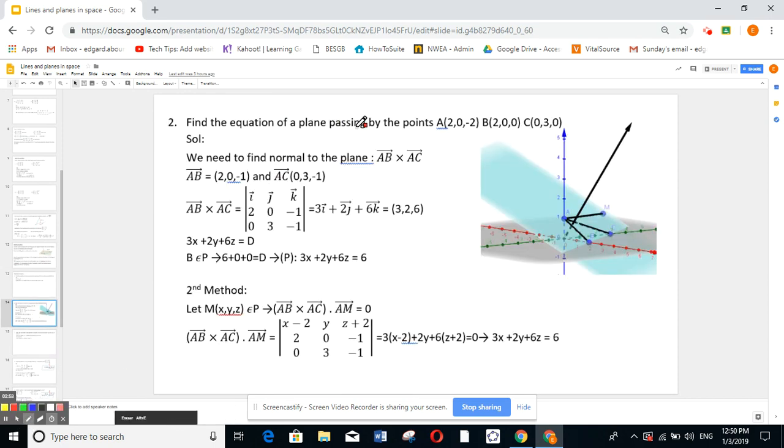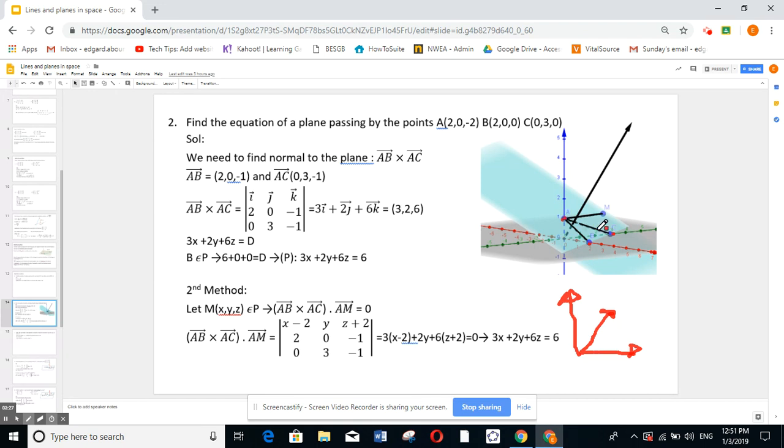Now I want to find the equation of a plane passing through 3 points, point A, point B, point C. To find the equation of a plane, I need to find its normal. It's very simple to find a normal if you have two lines inside the plane. You just do the cross product. We know from before, if you do the cross product of two vectors, you get a vector perpendicular to both. And since these two lines are inside the plane, it will be the normal of the plane.